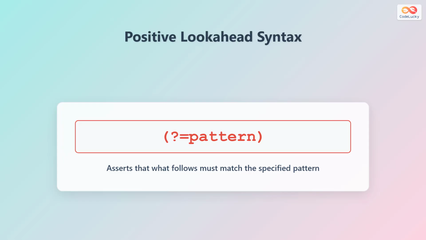The syntax for a positive lookahead is as follows: open parenthesis, question mark, equals sign, then the pattern, and finally a closing parenthesis. This asserts that what immediately follows the current position in the string must match the specified pattern. But remember, the matched pattern is not included in the final result.